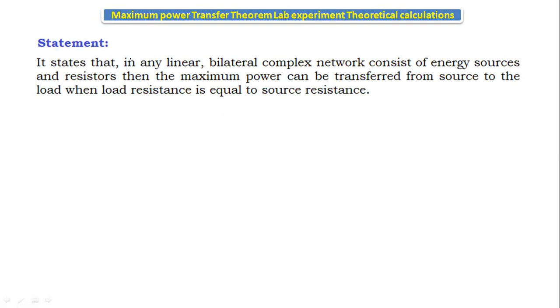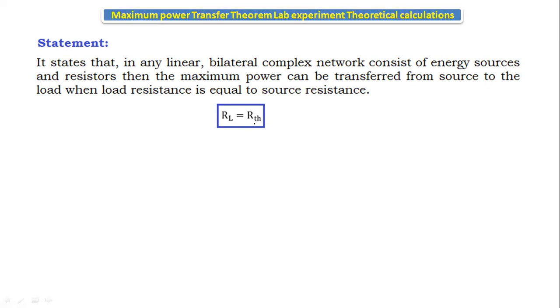It states that in any linear bilateral complex network consisting of energy sources and resistors, the maximum power can be transferred from source to the load when the load resistance is equal to the source resistance. So from the statement we can say that when the load resistance is equal to the source resistance, the maximum power will transfer from source to the load.